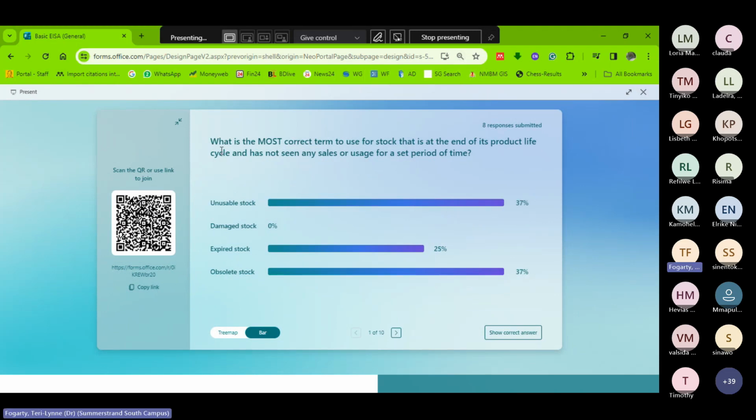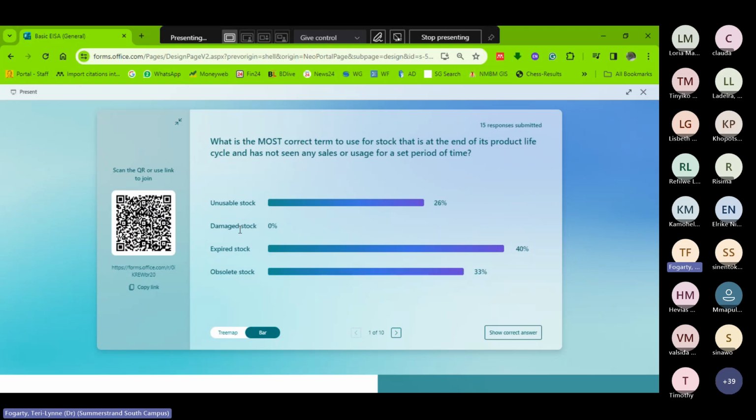Right, so the question is, what is the most, here's that word most, correct term to use for stock that is at the end of its product life cycle and has not seen any sales or usage for a set period of time? Okay, so now if we look at the options that we've been given, unusable stock. Unusable stock is a term that can be used. It's not the term that is most correct.